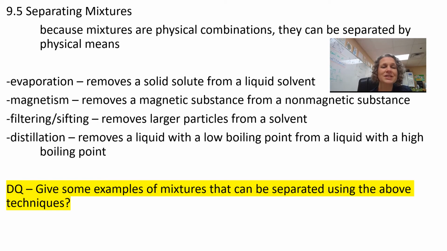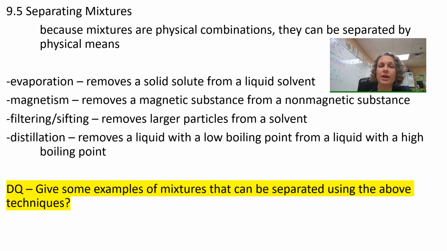Okay, so now separating mixtures should be pretty easy because they are physical combinations. They can be separated by physical means. So it means I don't have to do any big things. I just kind of rely on their properties, but also on just some really easy techniques.